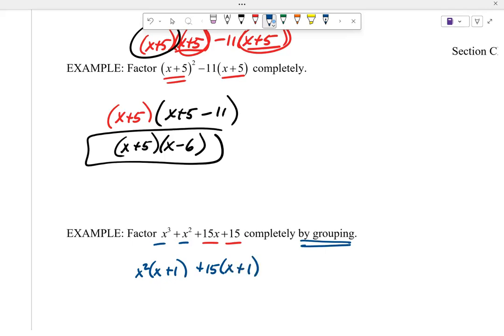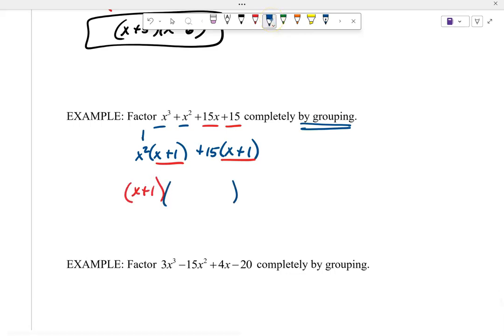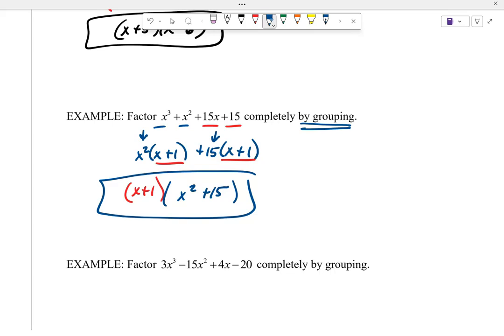That's right. Now we're at the same step we were before. They both share an x plus 1. So I take that x plus 1 out. I'm left with x squared plus 15. And that's how you factor by grouping. Again, you've got 4 terms like the one down below.